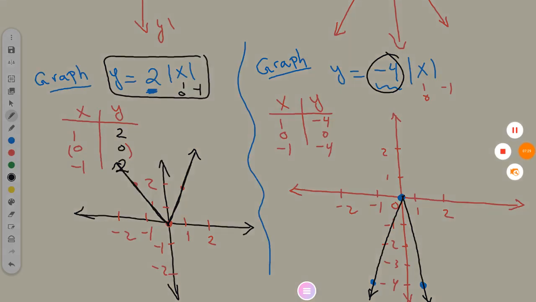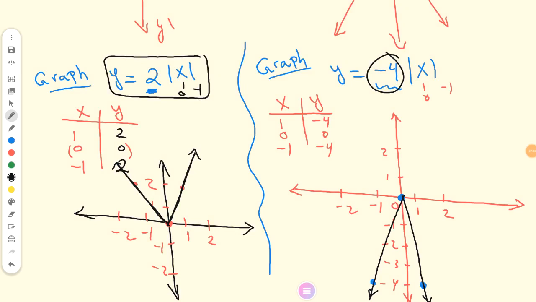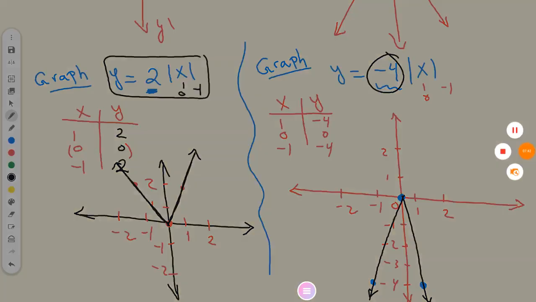Okay, that's how we can graph an absolute value function. I hope all of you understood what I said, how we can evaluate the absolute value function and how we can graph the absolute value function. Okay, guys?